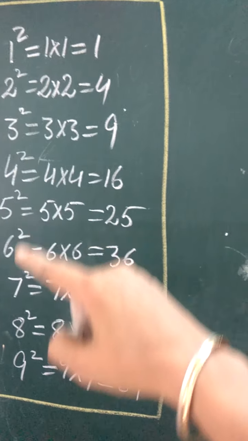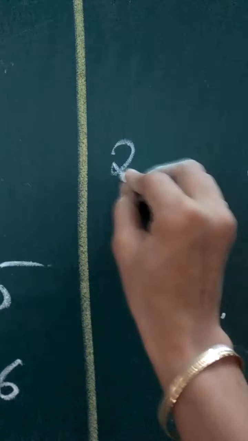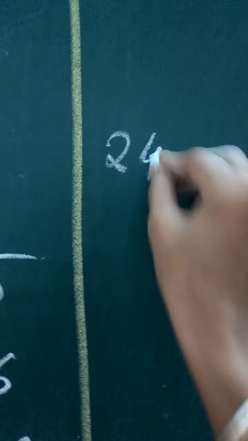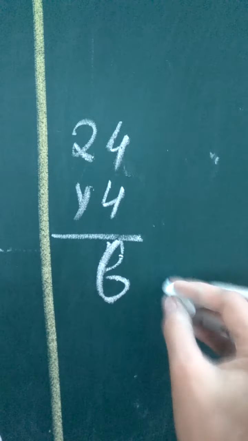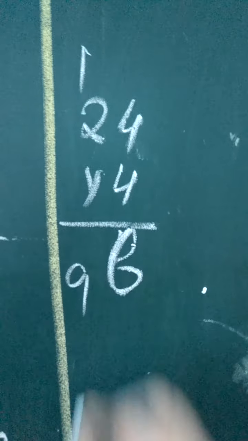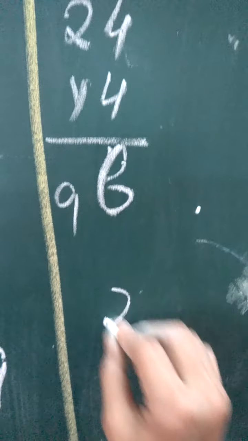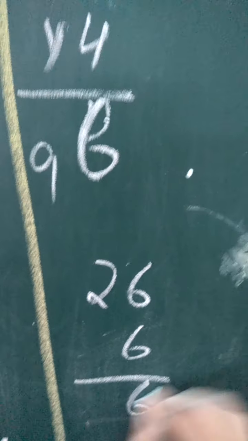So we can take either 4 or 6. Let us check in rough. 2, 4. If I am taking 4, I have to multiply it by 4. 4 4s are 16, 8, 9. No, let us try with 6. 6 6s are 36, carry 3.